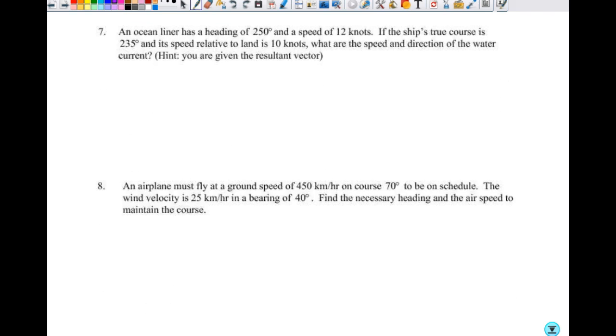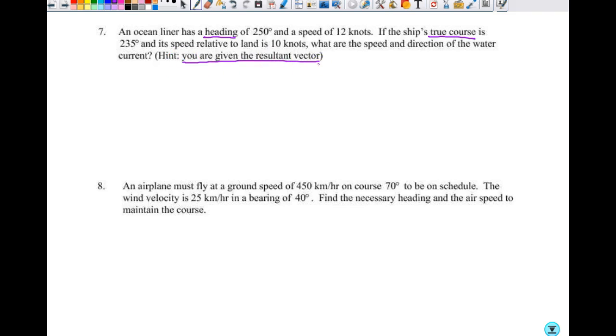7 says an ocean liner has a heading of 250 degrees and a speed of 12 knots. If the ship, so it's talking about the heading, and then the ship's true course, and its speed relative to land is 10 knots. It says, what are the speed and direction of the water current? So it's giving you the heading of the ship, and it's giving you the resultant vector, and it's asking you for the information of the water, which means it's giving you the first vector, and it's giving you the resultant vector. It's asking you to find the second one. See, it even says hint, you're given the resultant vector.